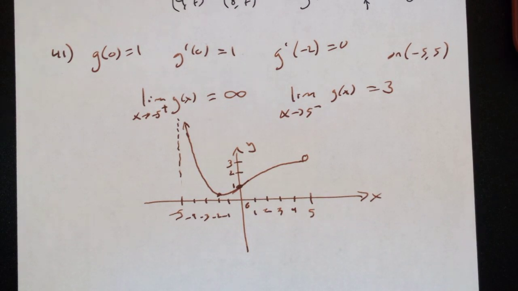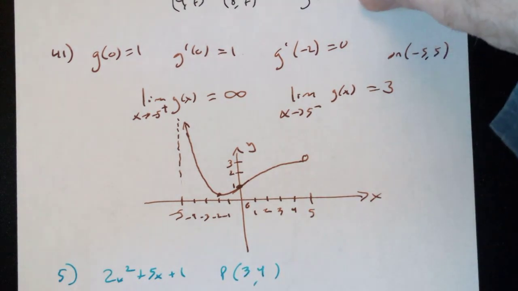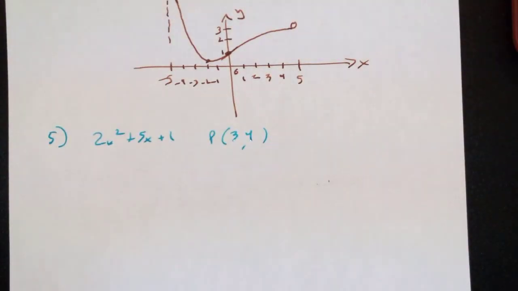How to set up a problem like number 6. Sure. How about we do number 5? Very similar type of equation. 2x squared minus 5x plus 1. And what's the point they give me in that one? 3, 4. Great. Now it's asking me for the equation of the tangent line.